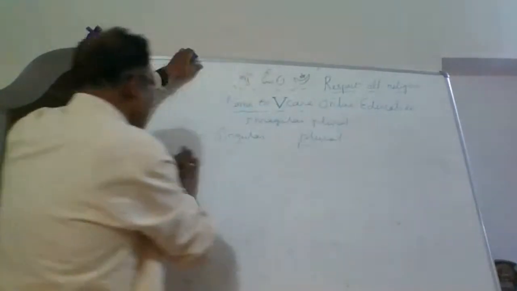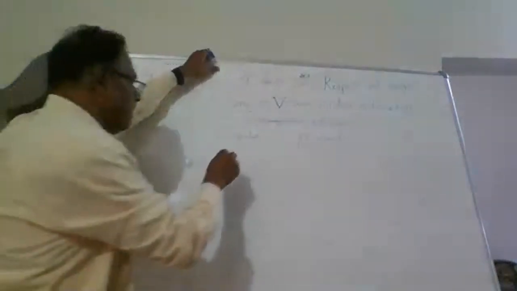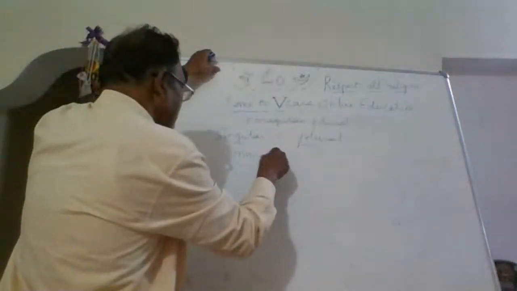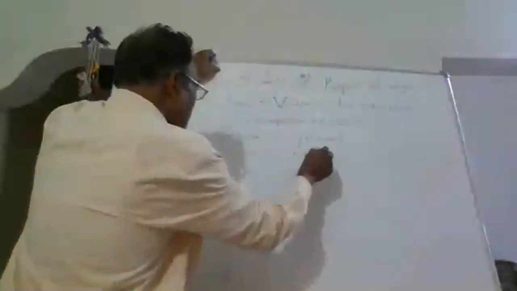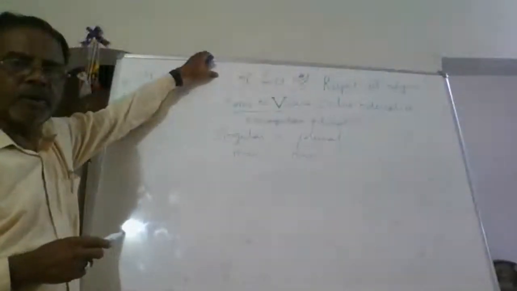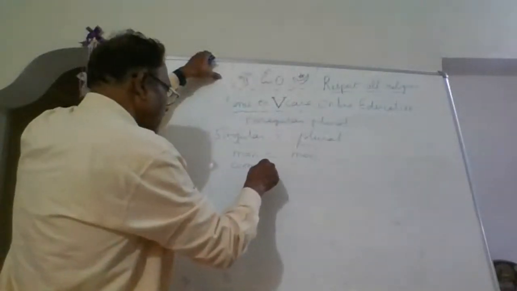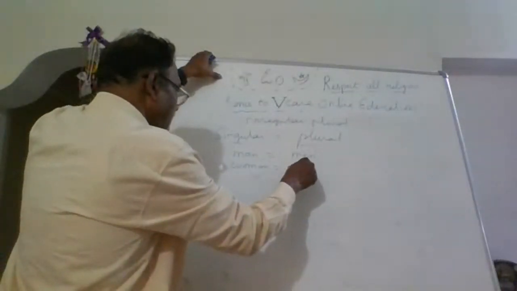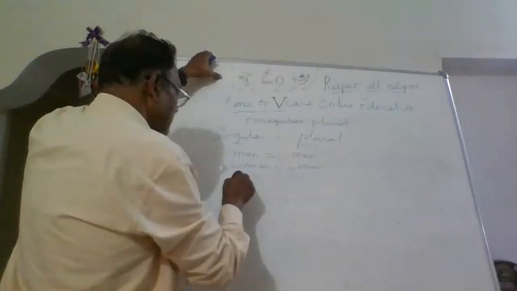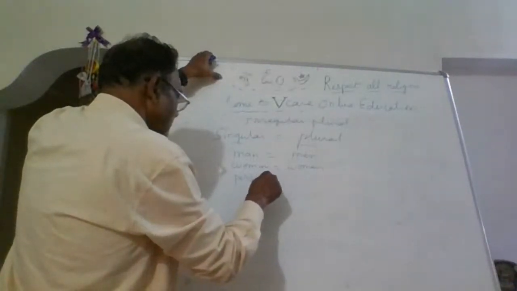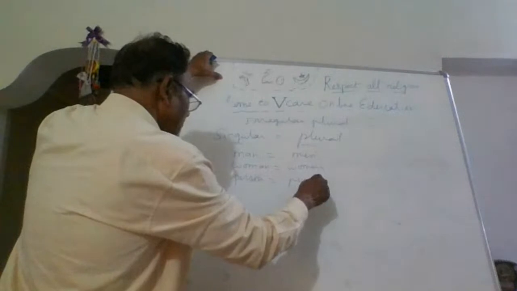These are called irregular plurals. For example, here I will write man. The plural is men. It is more than one. You cannot say man's. Here I write woman, the plural is women. Here I write person. Here it will become people.